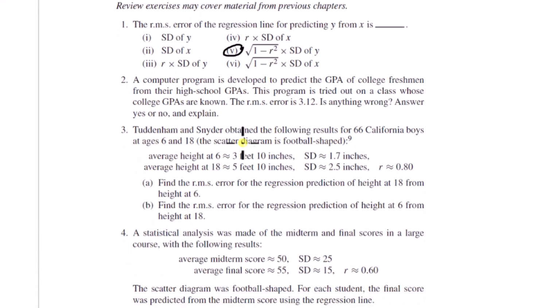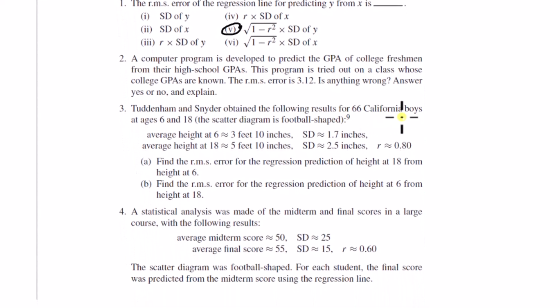Tudenham and Snyder obtained the following results for 66 California boys at ages 6 and 18. The scatter diagram is football shaped. We've got this data, average height at 6, average height at 18 for these 66 California boys. Find the R.M.S. error for the regression prediction of height at 18 from height at 6.